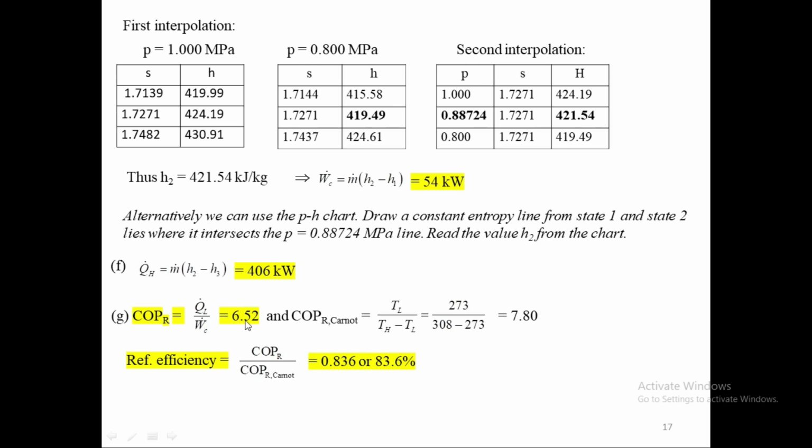So as you can compare the two COPs, the COPR is 6.52 and COPR Carnot is 7.8, so it should be like that. The Carnot COP should be higher than the actual one, so it is. So our calculation is correct. The refrigeration efficiency is simply the ratio of the COPR and the COPR Carnot, which is 83.6%.